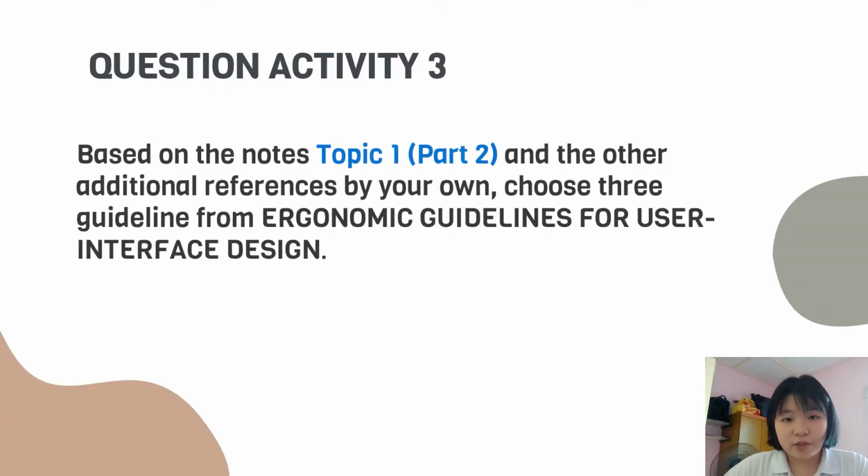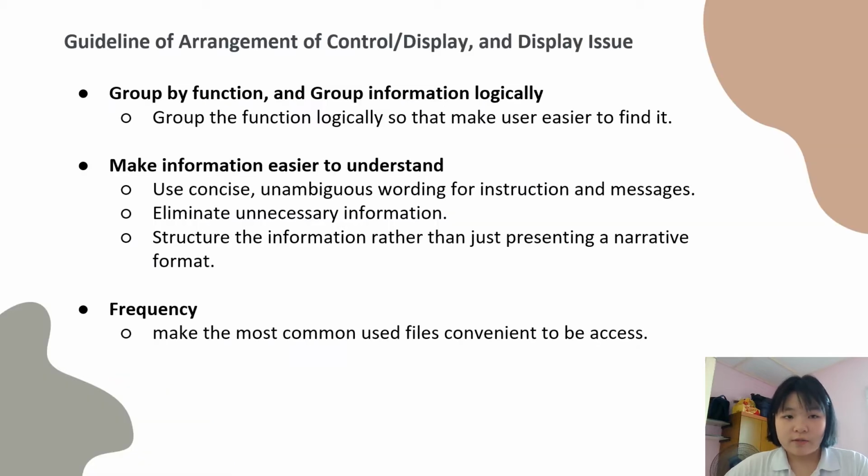So the given question is based on the notes topic 1 part 2 and other additional references by your own. Choose 3 guidelines from ergonomic guidelines for user interface design. So first, it is about the guideline of arrangement of control and displays and display issue. The first is group by function and group information logically. Group the functions logically so they make it easier for the user to find them.